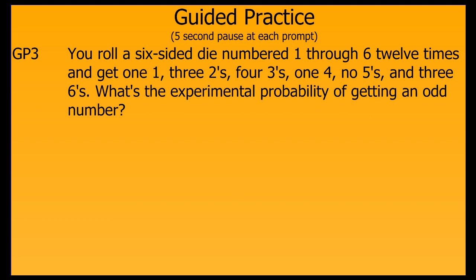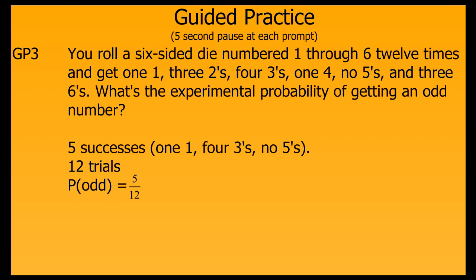Let's try this one. What do we do first? First, we determine the number of trials and the number of successes. Then we write our probability. In this case, it's going to be 5/12.